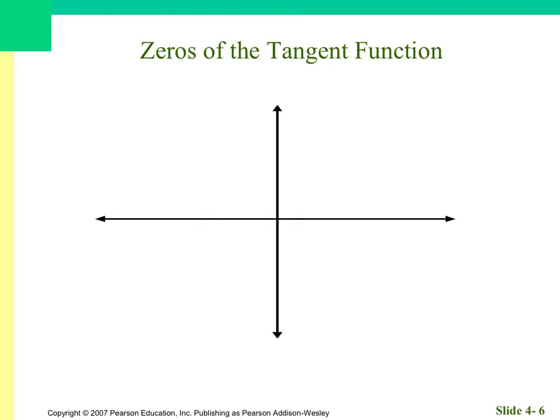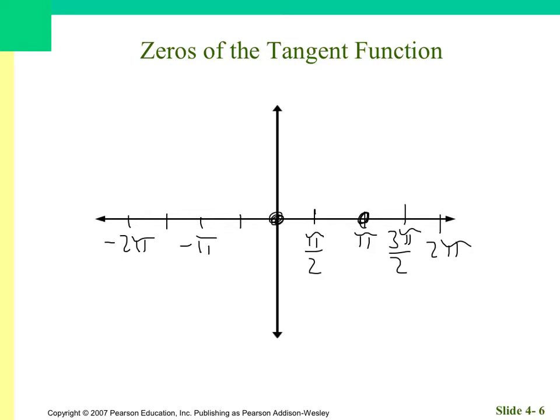The zeros of the tangent function. Well, we found those already too. So the zeros, remember? The zeros were 0, pi, negative pi, 2 pi, negative 2 pi. Okay?